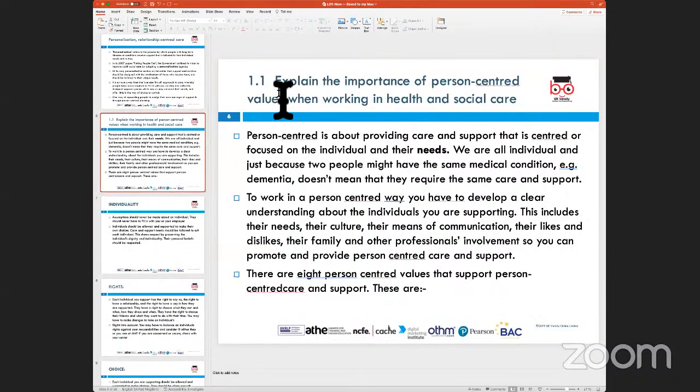So what you will be doing in this case for task 1, which basically asks you to explain the importance, is look at one particular template, which I had shown earlier, and I'll bring that up again. That template is required to be filled in, and that would help you explain what the person-centered values are. And once you fill that template in, that would allow you to complete the task.